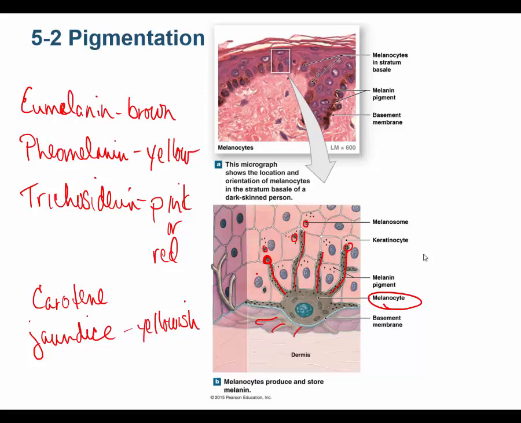All right, here's what might surprise you. No matter what race you are, we all have about the same number of melanocytes. Doesn't matter if you're a very, very pale Caucasian or if you're a darker skinned person from another race. We all have about the same number of melanocytes. What's different is some of us produce a lot of melanin, and some of us produce very little melanin. That's what's different here. So the number of melanocytes is about the same.